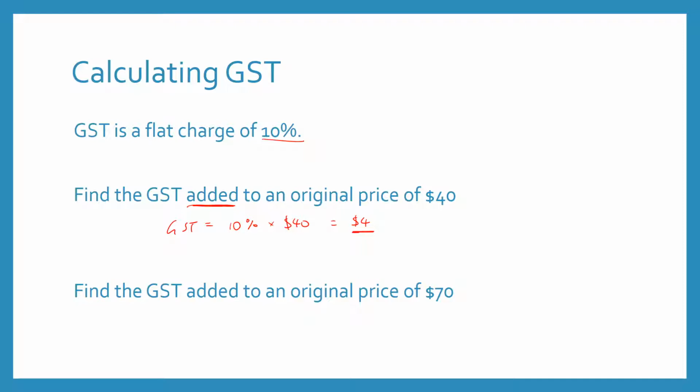Have a go, see what GST is added if the original price was $70. Okay, so we have, again, GST equals 10% of our original price, which is $70. So we calculate that, we get $7.